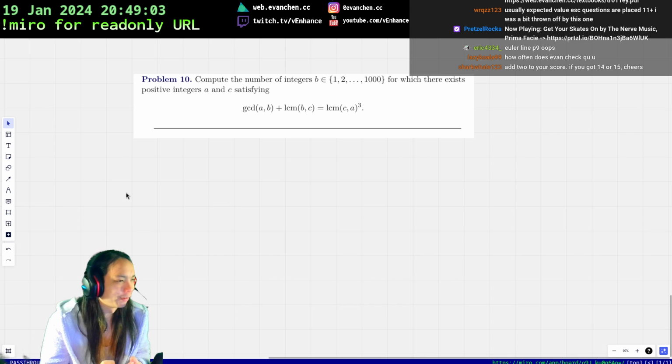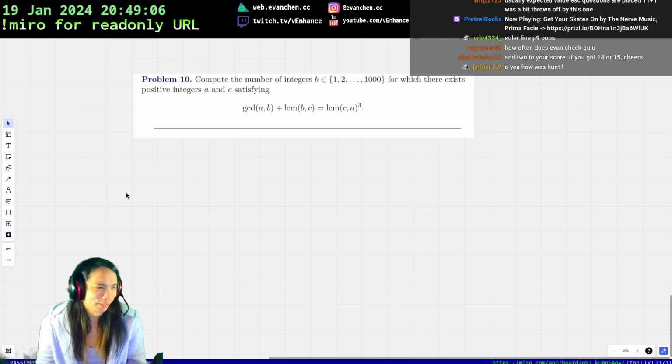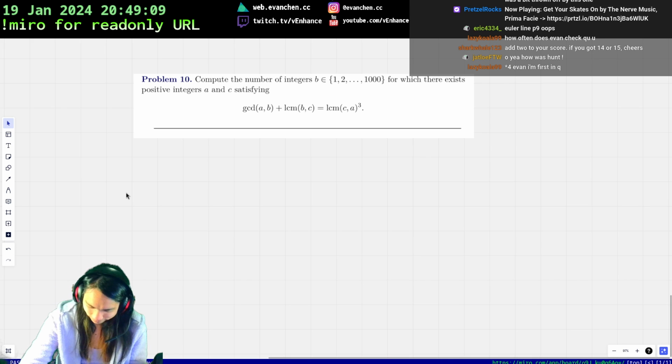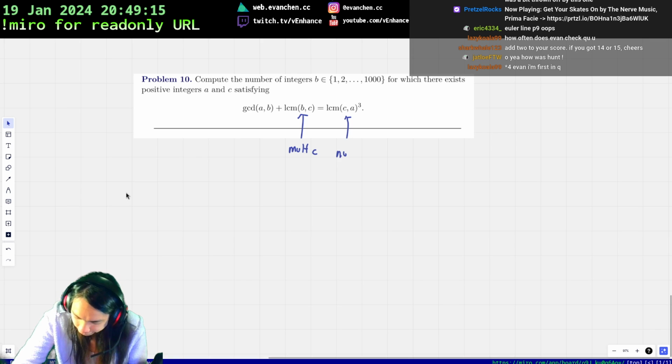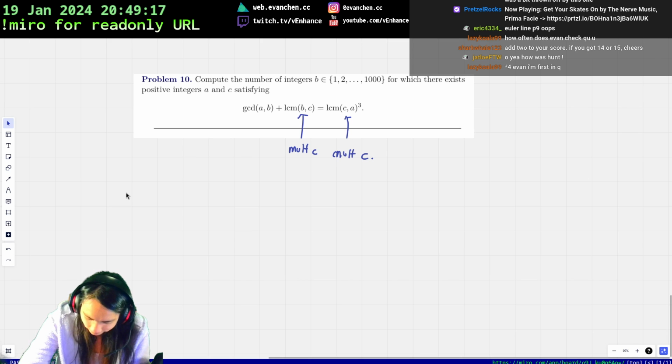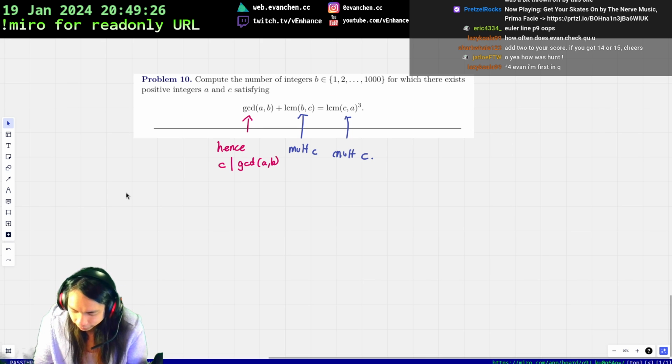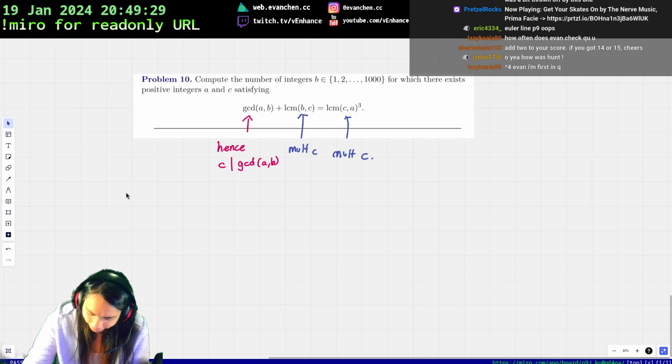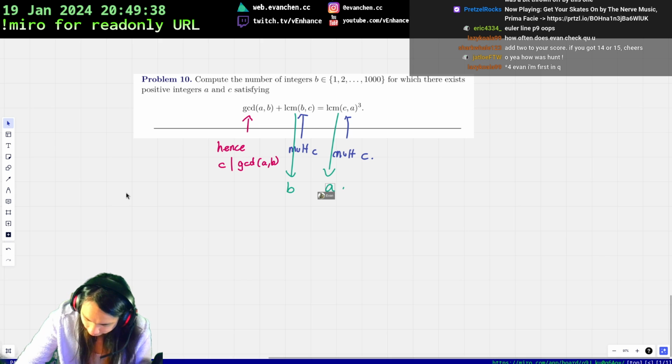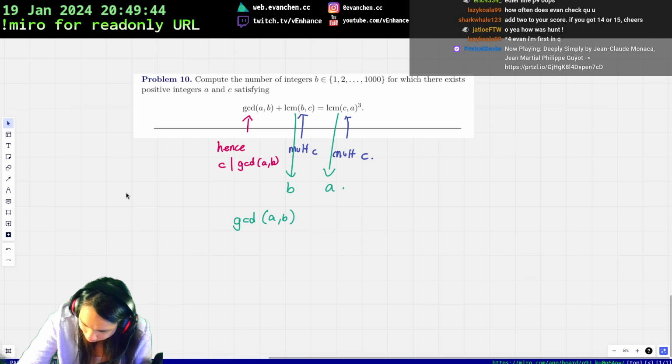Problem 10. So this problem is... Here, let me show you something. This is a multiple of C because it's the LCM. This is also a multiple of C. So therefore, in any solution, C has to divide the GCD of A and B. And if that's the case, then if C divides A and B, this number is actually just B, and this number is just A. So this equation can be simplified to just GCD(A,B) plus B equals A cubed.